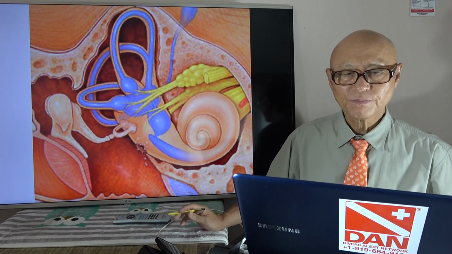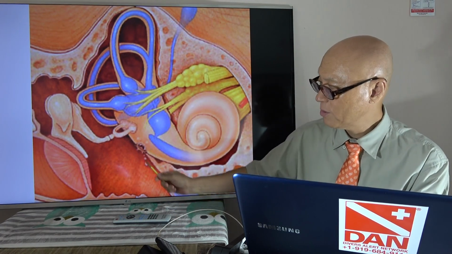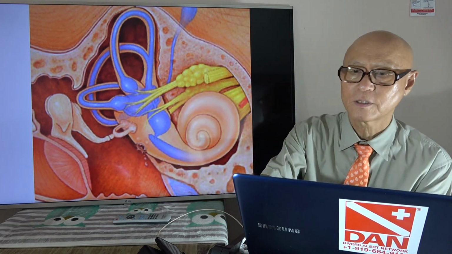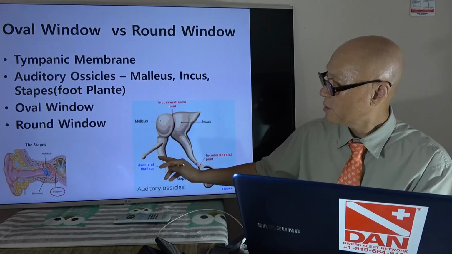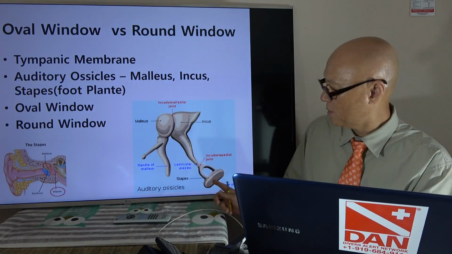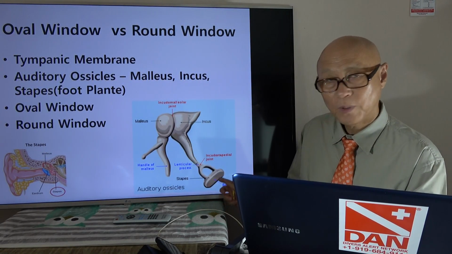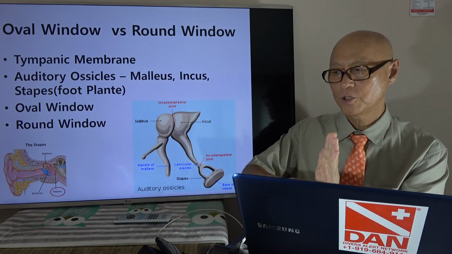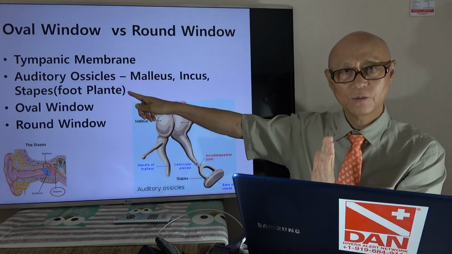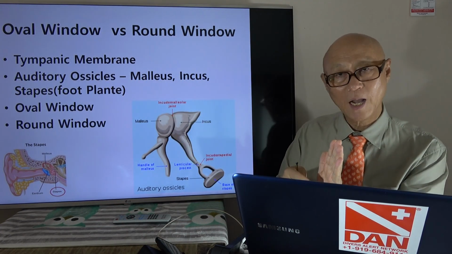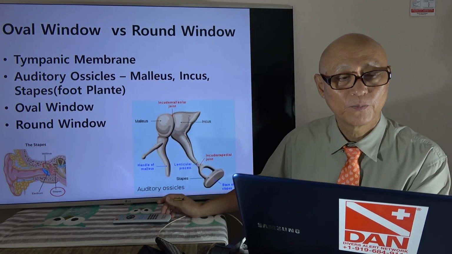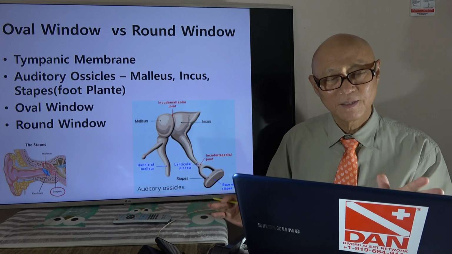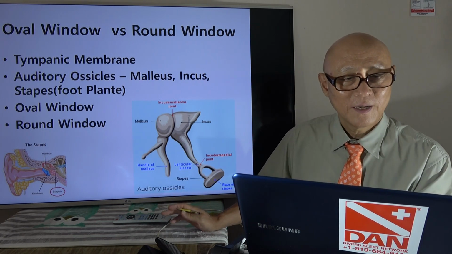So again, this is the oval window and round window. Sound energy goes through the auditory ossicles, which are the malleus, incus, and the stapes, and the footplate pushes into the inner ear, and the sound energy goes into the inner ear and comes back out through the round window. This is not exactly true, but it's almost the truth.